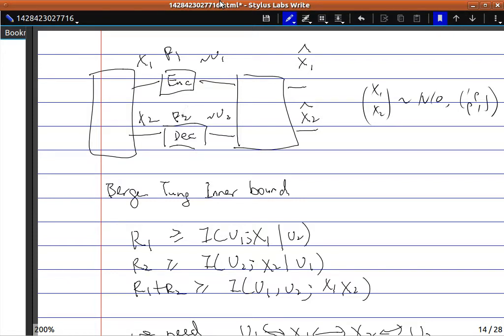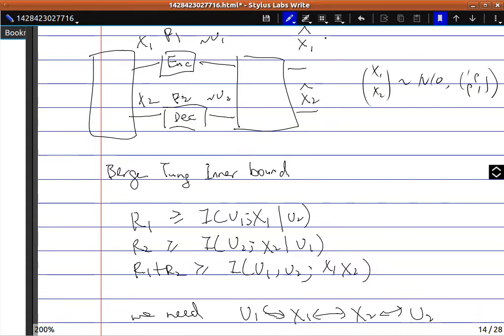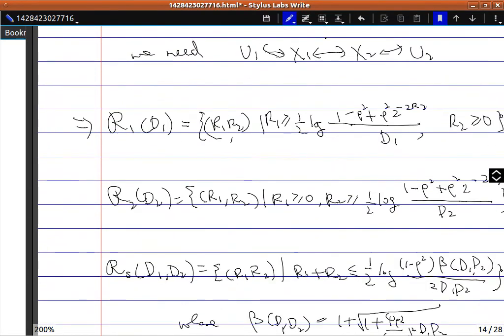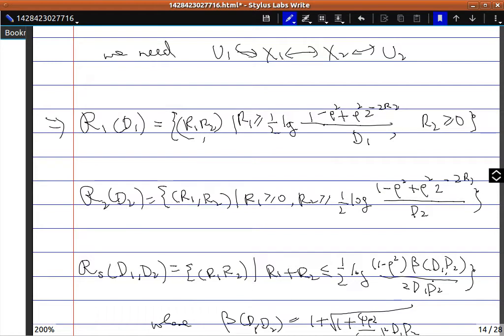So what I want to talk about today is a distributed source coding problem with two jointly Gaussian sources, and I want to show that the achievable rate region for this problem is given by basically the intersection of these three rate regions here.